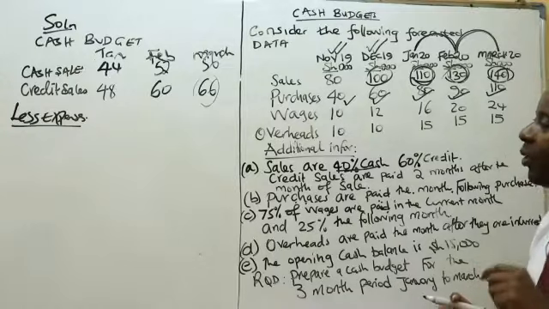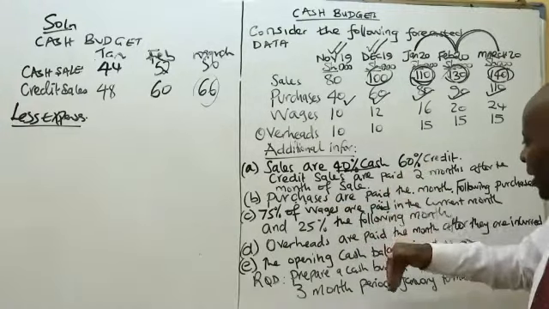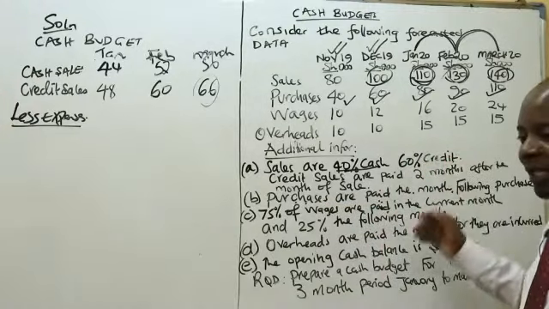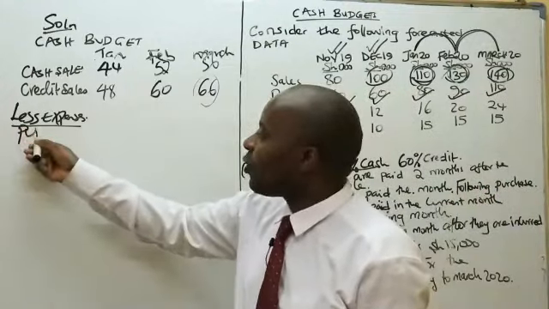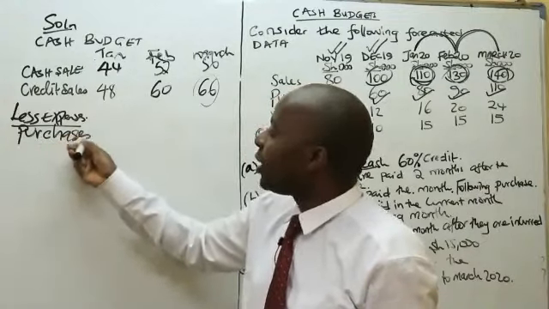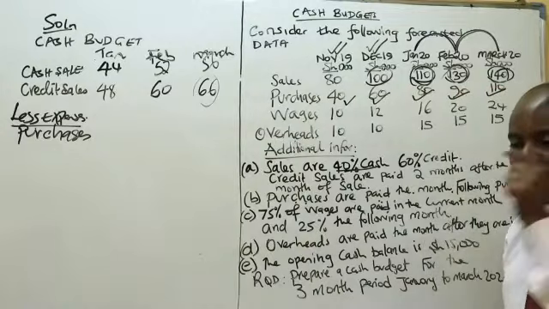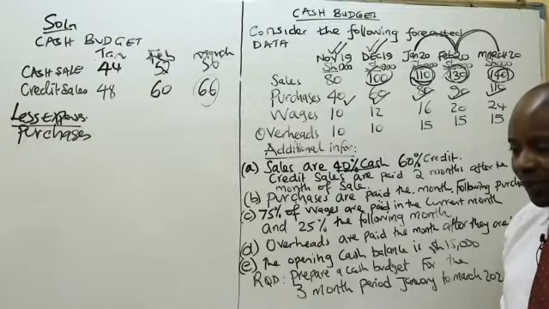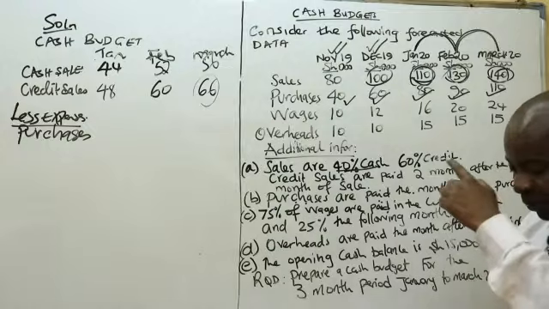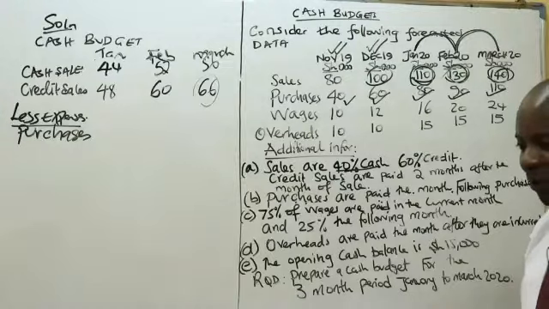Now, ladies and gentlemen, look at these expenses. What are they telling us about purchases? Purchases are paid the month following the month of purchase. Can somebody tell me, in terms of purchases, how much do you think I will book in the month of January? What figure do you think I will put in January? Somebody talk to me. I'm waiting to hear from you.